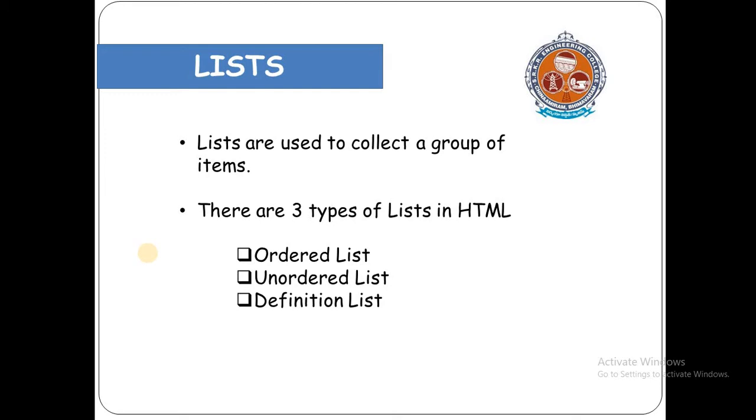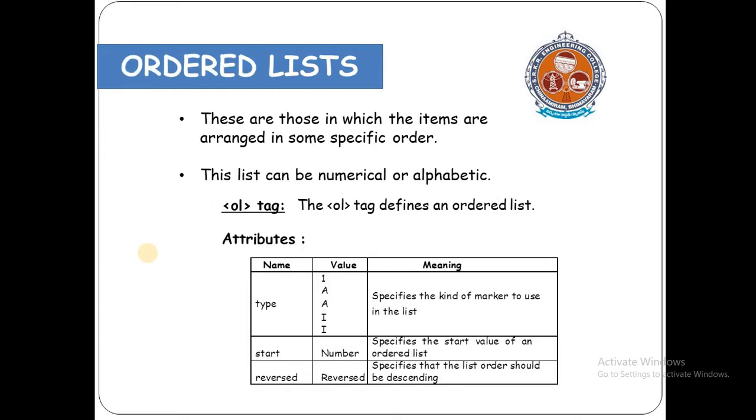There are three types of lists in HTML: ordered list, unordered list, and definition list. These lists are very simple and easy to learn. You just have three types of lists. First, let us see about the ordered list.